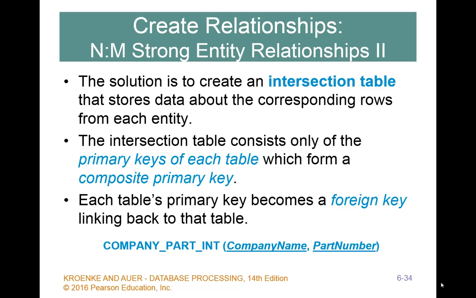And then each table's primary key also becomes a foreign key, linking it back to that particular table. So in this particular case, as you see at the bottom of this slide here, our new table will become company_part_int, an abbreviation for intersection. Notice we have the company name and the part number as primary keys together as a composite primary key.